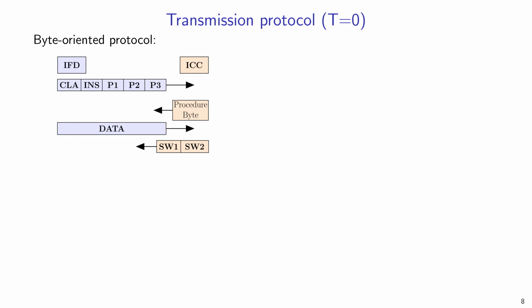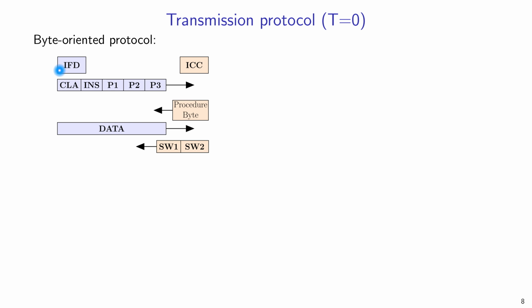Let's take a look at the transmission protocols. There are 2 standard transmission protocols, T0 and T1, that can be used to transmit APDUs between a terminal and card. Let us start with T0. T0 is the simpler of the 2 protocols. It is a byte-oriented protocol, meaning that individual bytes are the units transferred between the terminal and the card. Because it is simple to implement and has low memory requirements, it is widely supported by SIM cards and payment cards.